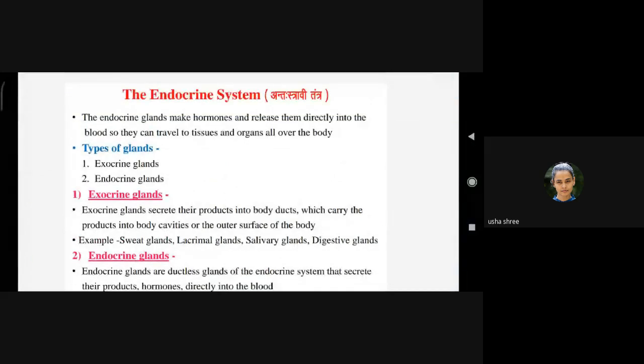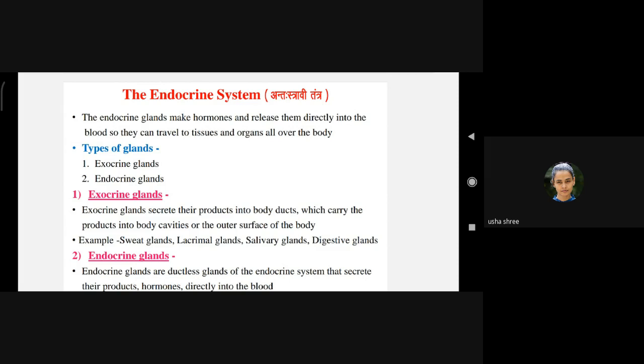The endocrine glands make hormones and release them directly into the blood so they can travel to tissues and organs all over the body. So there are two types of glands, exocrine glands and endocrine glands. And what is the major difference? Exocrine glands secrete their products into body ducts, which carry the products into body cavities or the outer surface of the body. For example, sweat glands, lacrimal glands, salivary glands, digestive glands.